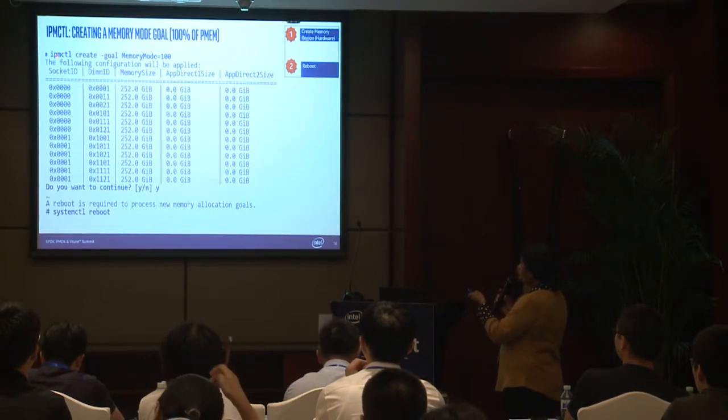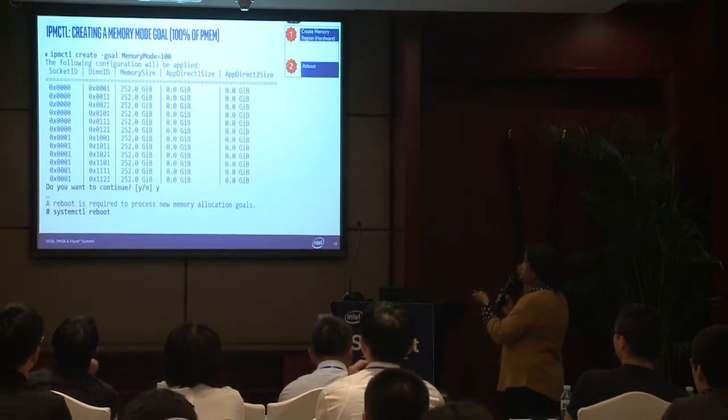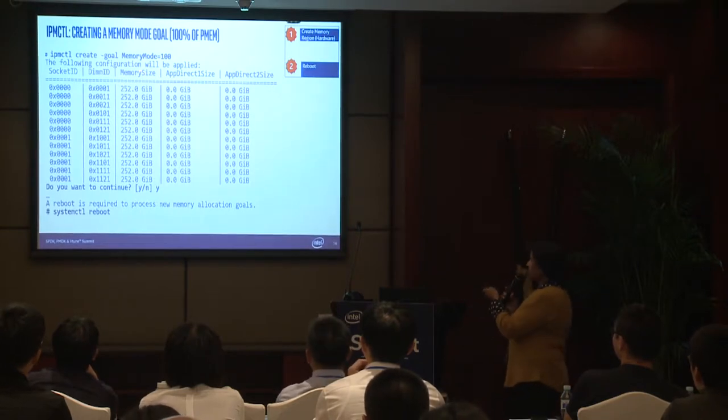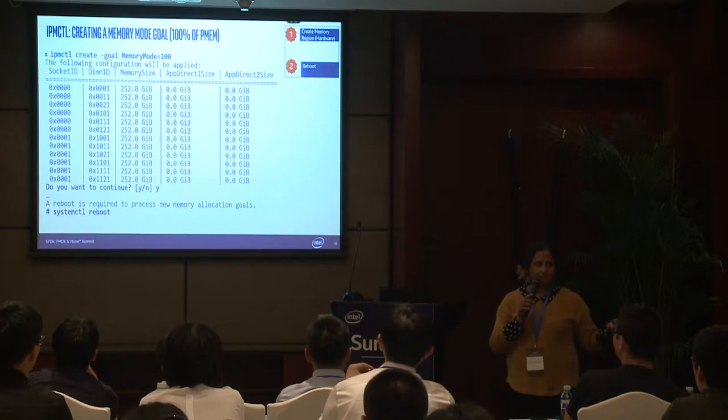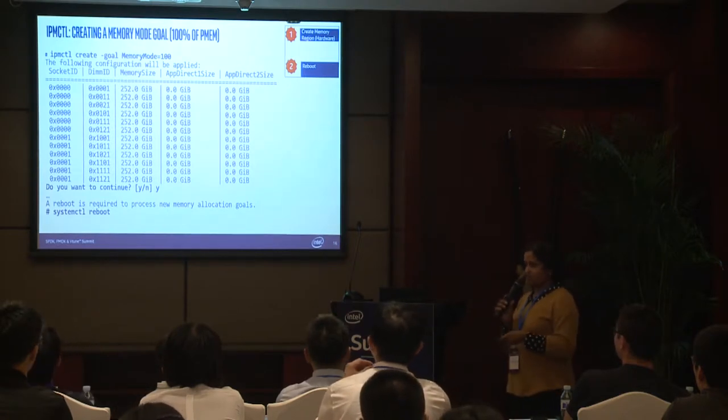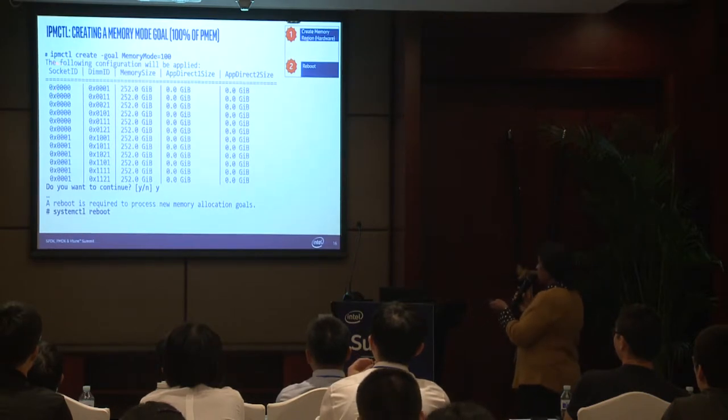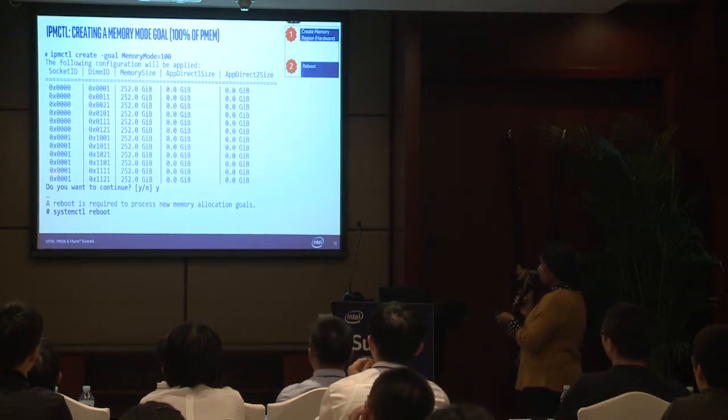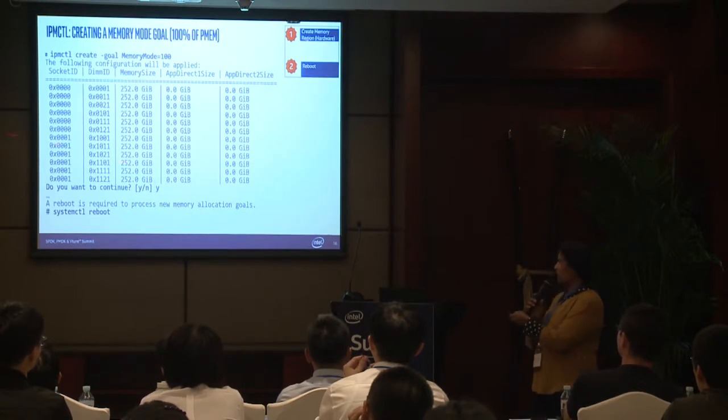What this command is really doing is that I'm telling IPMCTL my goal is to create 100% of the capacity in memory mode. What this is saying is, please take the entire capacity and make it look like volatile memory. So 3 terabytes of persistent memory needs to show up as my volatile memory. Once I give this command, the tool shows all this information and says, hey, this is the configuration I'm going to set. Are you okay with it?